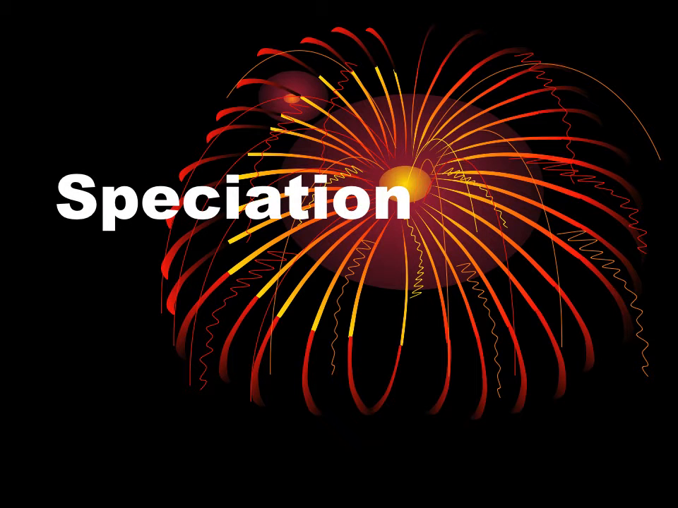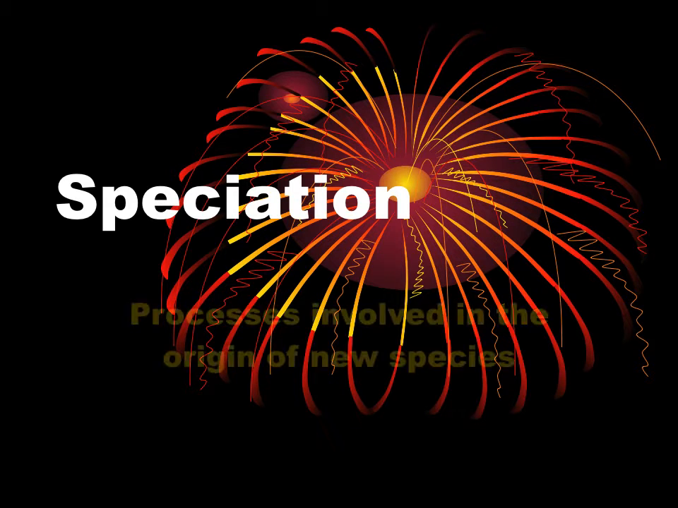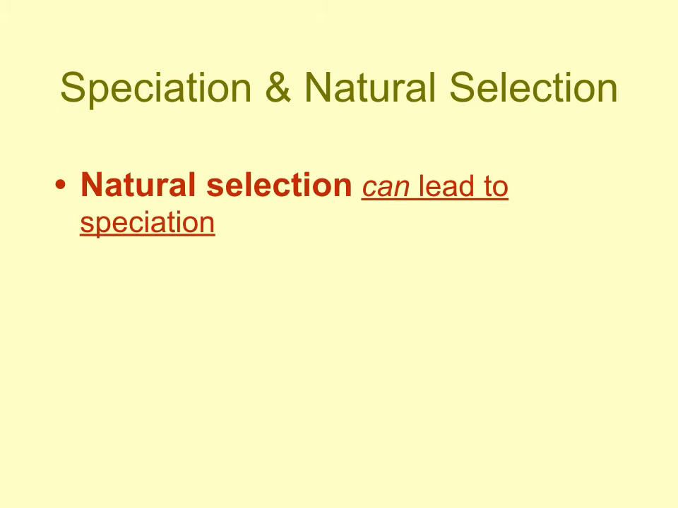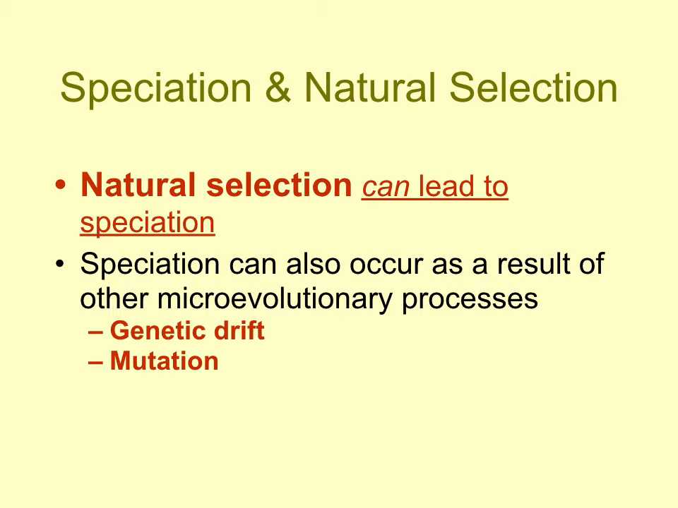So we're dealing right now with speciation, which is the topic for the second unit of evolution. And it's the processes involved in the origin of new species. So new species come about through natural selection, which can lead to speciation because it'll select for different characteristics. Right? So the natural variations that are found in a population, it can select for different ones of those variations and can drive the species to separate and become new species, or speciate.